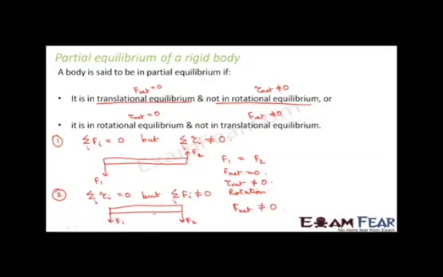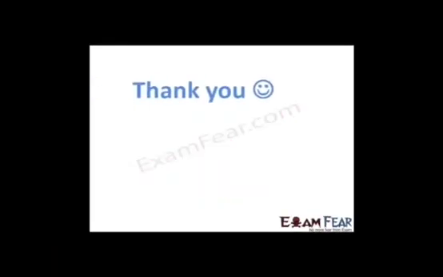Now since we are applying force from both the ends, what happens? The rod will start coming down, so translational motion will take place. However, there will be no rotation involved. So the net torque in this case is 0, but the net force is not equal to 0. As a result the rod is not in equilibrium. So the rigid body is completely in equilibrium only when the total force is 0 and the total torque is also 0. Thank you.